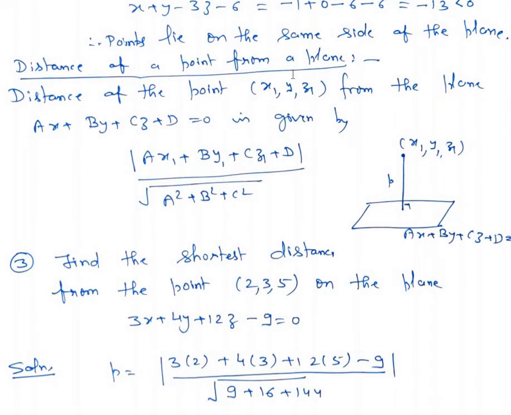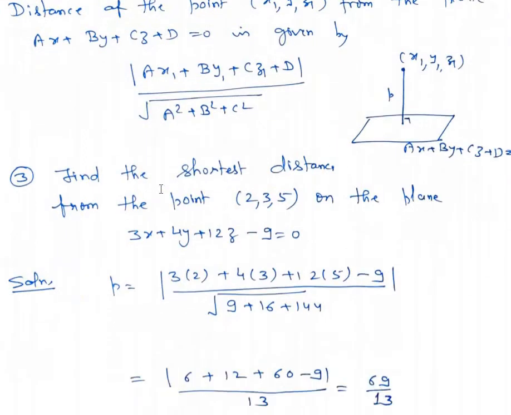Now this formula, distance of a point from a plane. Suppose the point is x1, y1, z1 and the plane is ax plus by plus cz plus d is equal to 0. Then the perpendicular distance of this point x1, y1, z1 from the plane is given by modulus of ax1 plus by1 plus cz1 plus d upon under root of a square plus b square plus c square. This I think you have already studied in class 12.